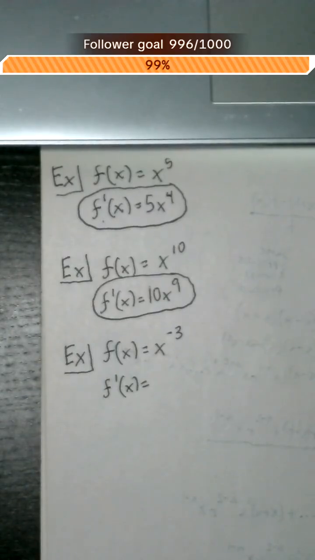Billy's version says 1 over 3x squared. Ty says negative 3x to the negative 4. Ada says negative 3. That boy says negative 4. 4U says negative 3x to the negative 4th. Alex says negative 3x to the negative 4th.